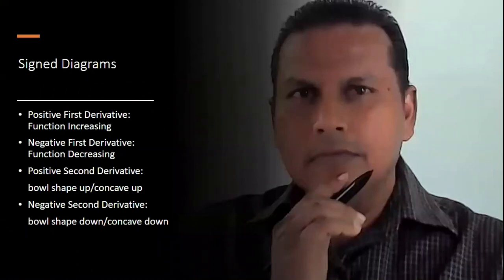So far, we have discussed sign diagrams in general for rules of functions and interpreted a positive or a negative sign for the derivative as indicating that the function is increasing or decreasing respectively. A positive sign for the second derivative indicated that the graph of the function has a bowl-shaped up or a smiley face appearance. A negative sign for the second derivative indicated that the graph has a bowl-shaped down or sad-faced appearance.